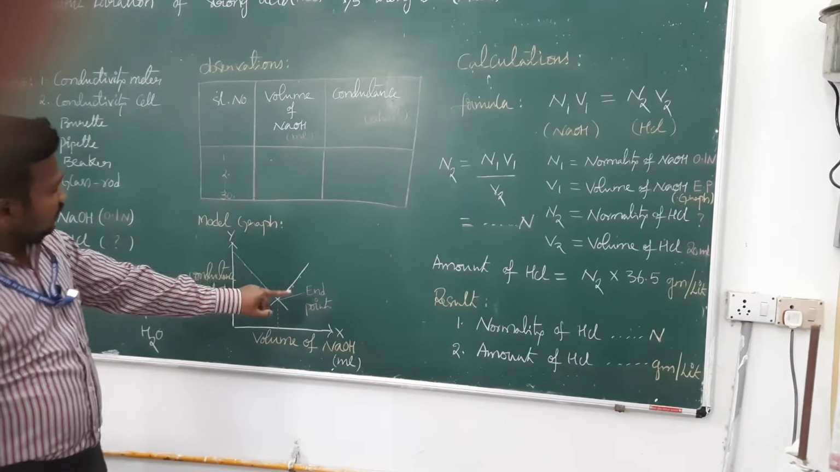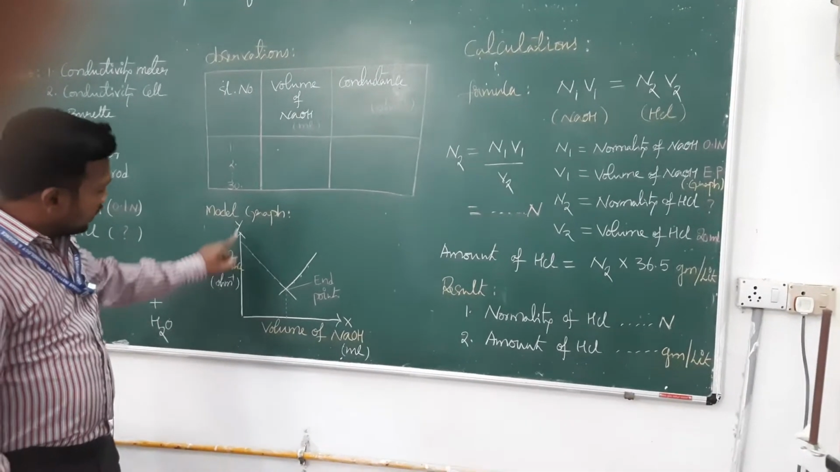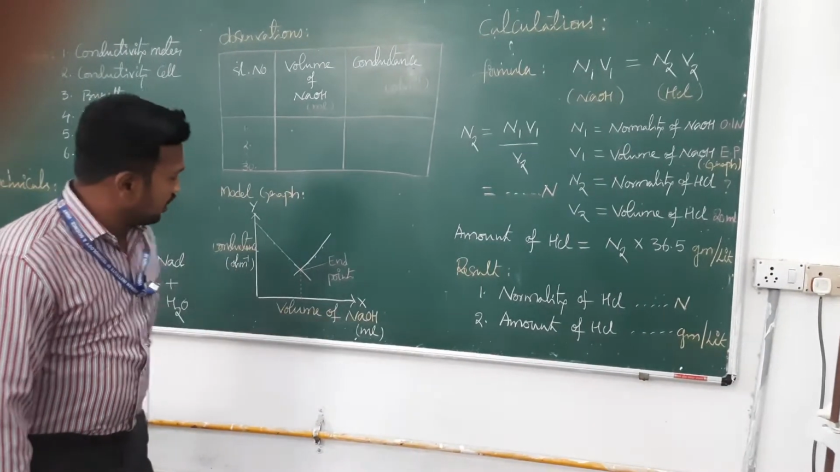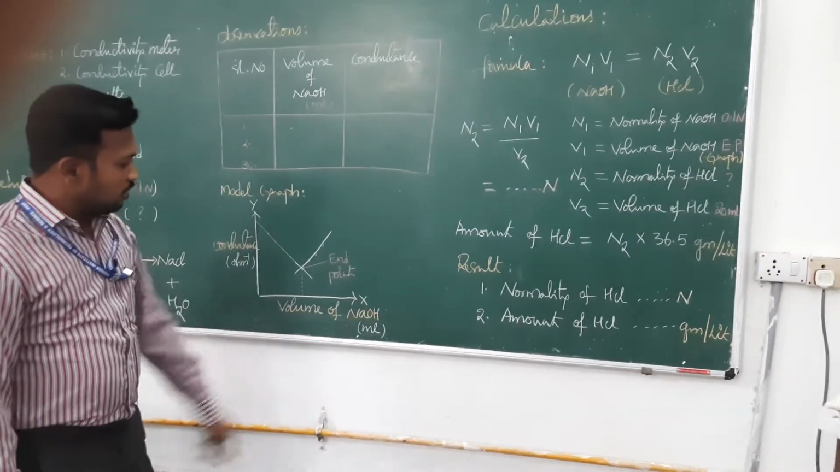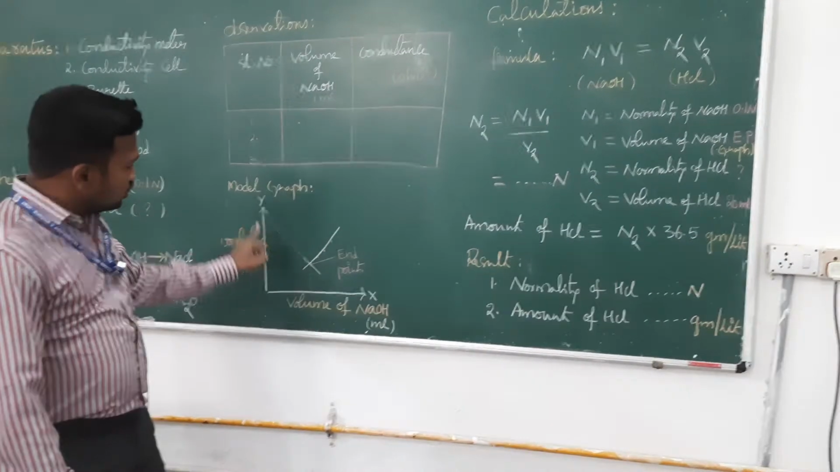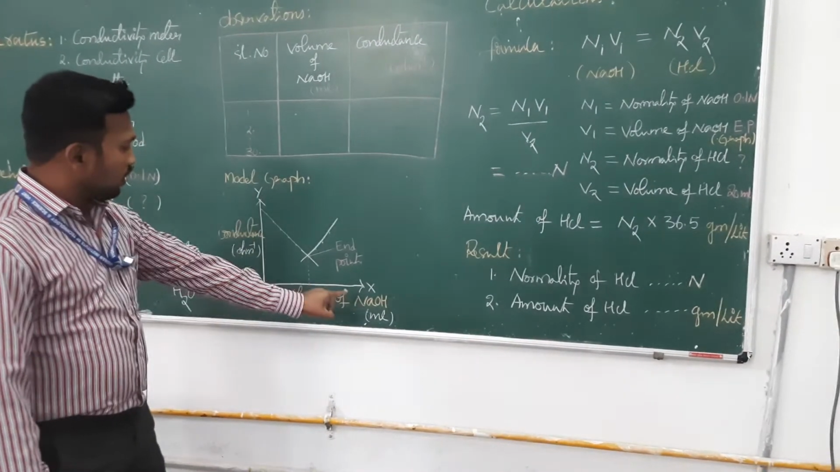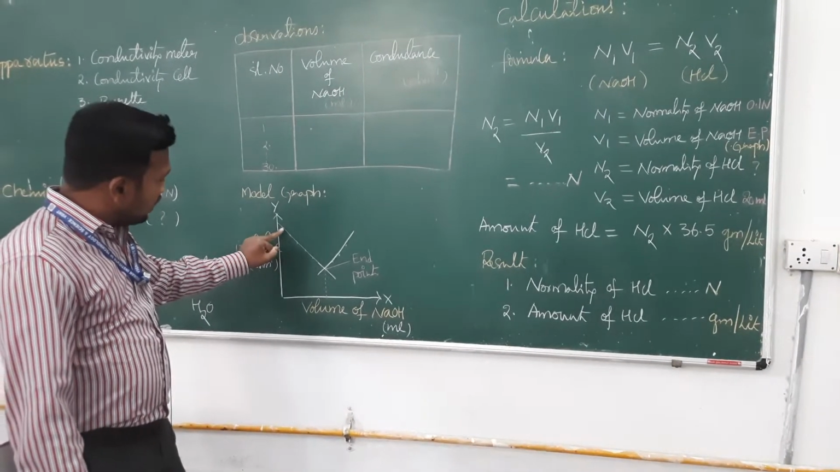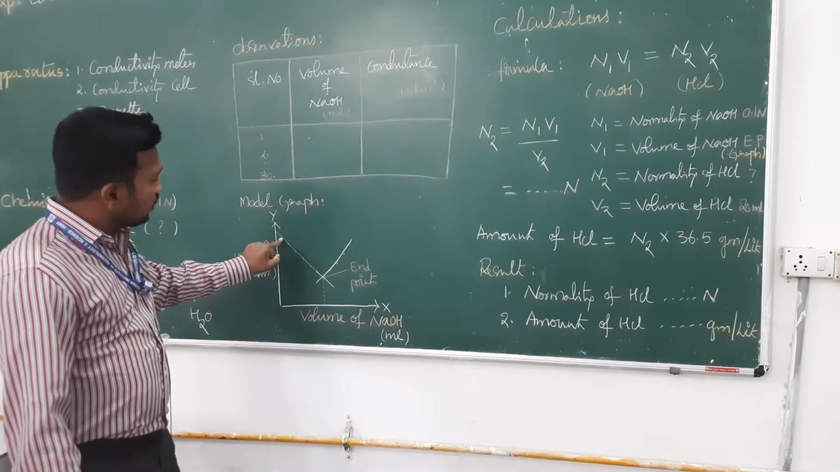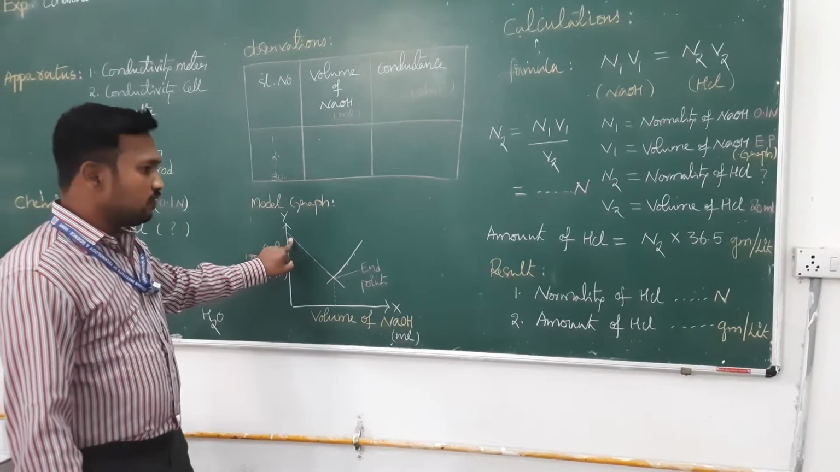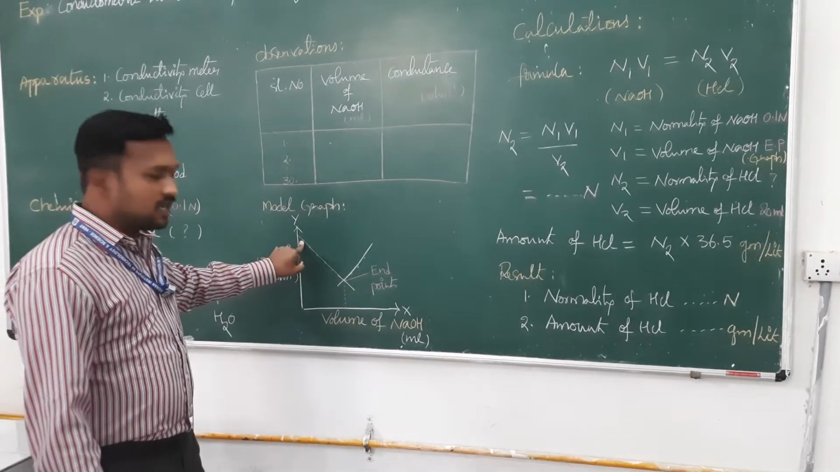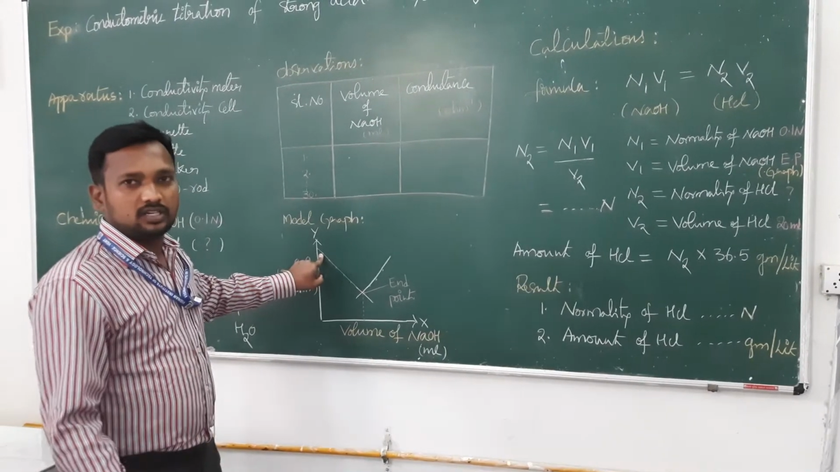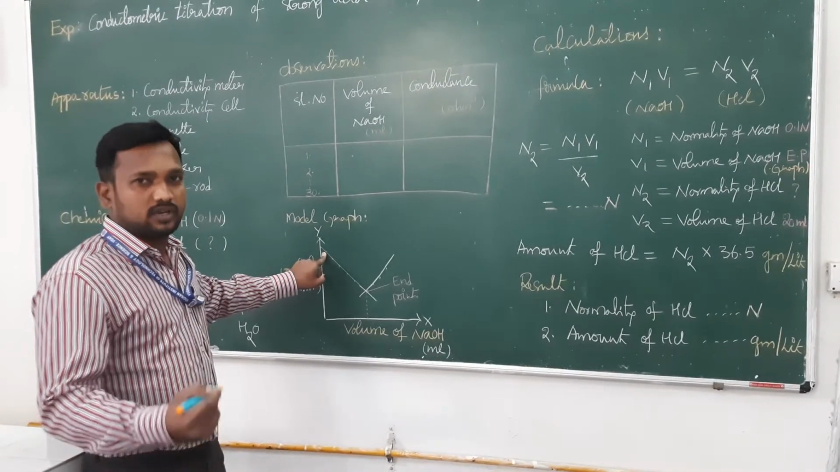Then you plot the graph of conductance versus volume of NaOH, and we will get this type of model graph. I already explained the principles. Initially the HCl conductance is high, because HCl is a strong electrolyte and has a large number of H+ ions. That's why HCl has high conductance.